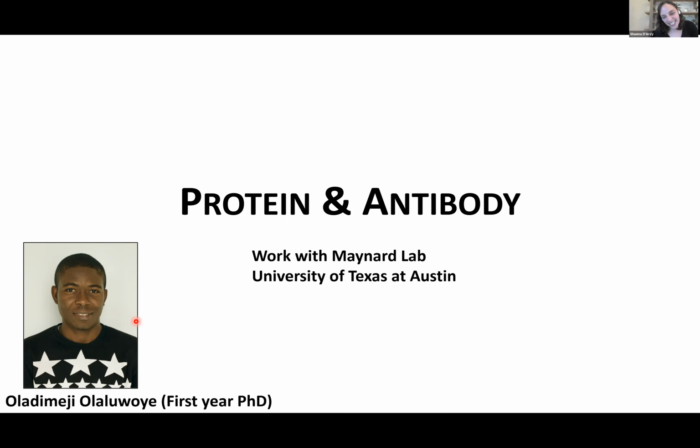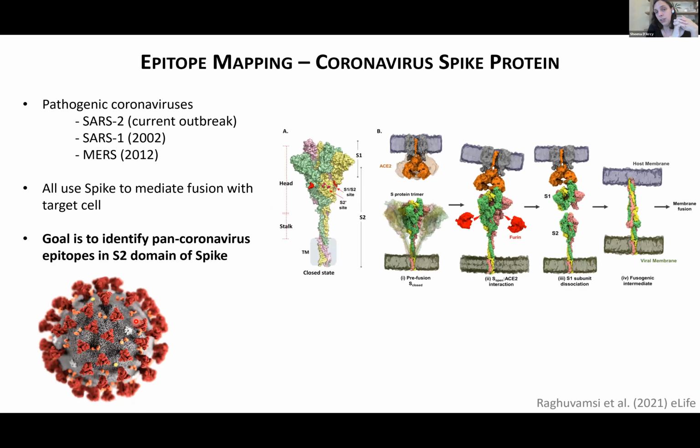I will say there was a bit of pressure because we were epitope mapping the coronavirus spike protein. So pathogenic coronaviruses are something which I'm sure all of us have heard of because we're in the middle of a SARS-2 coronavirus outbreak. But there are other coronaviruses, and there have been other outbreaks as well. For example, there was an outbreak of SARS-1 in 2002 and MERS in 2012. So the goal here was to see if we could identify pan-coronavirus epitopes that would act on all of the different coronaviruses that are pathogenic to humans.